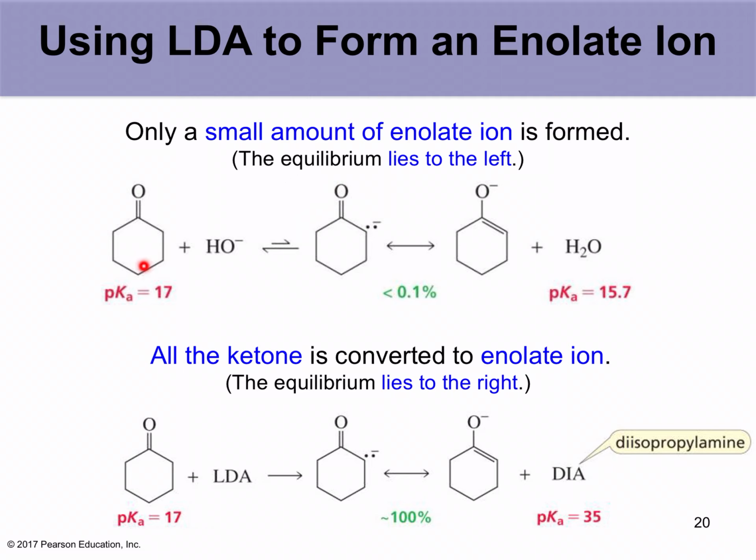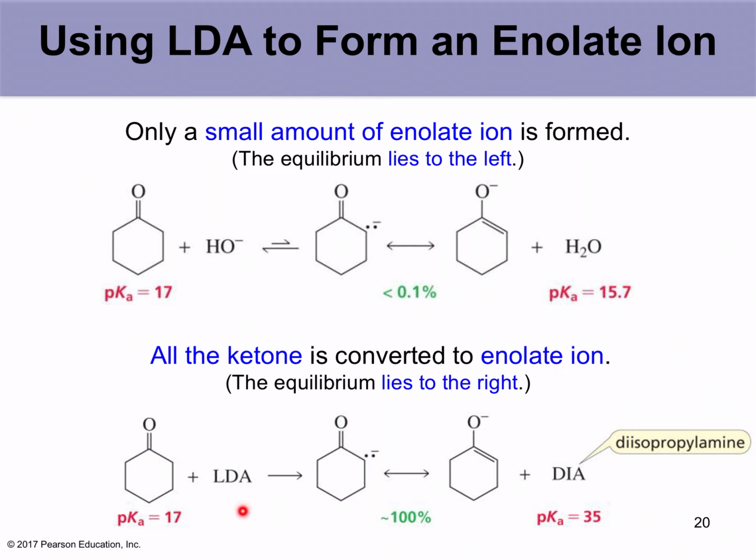The equilibrium lies to the left. You see the left arrow is larger compared to the forward arrow. And these are two resonance structures once this is formed. Now if you use LDA, lithium diisopropylamide, all the ketone is converted to enolate ion. The equilibrium lies to the right.